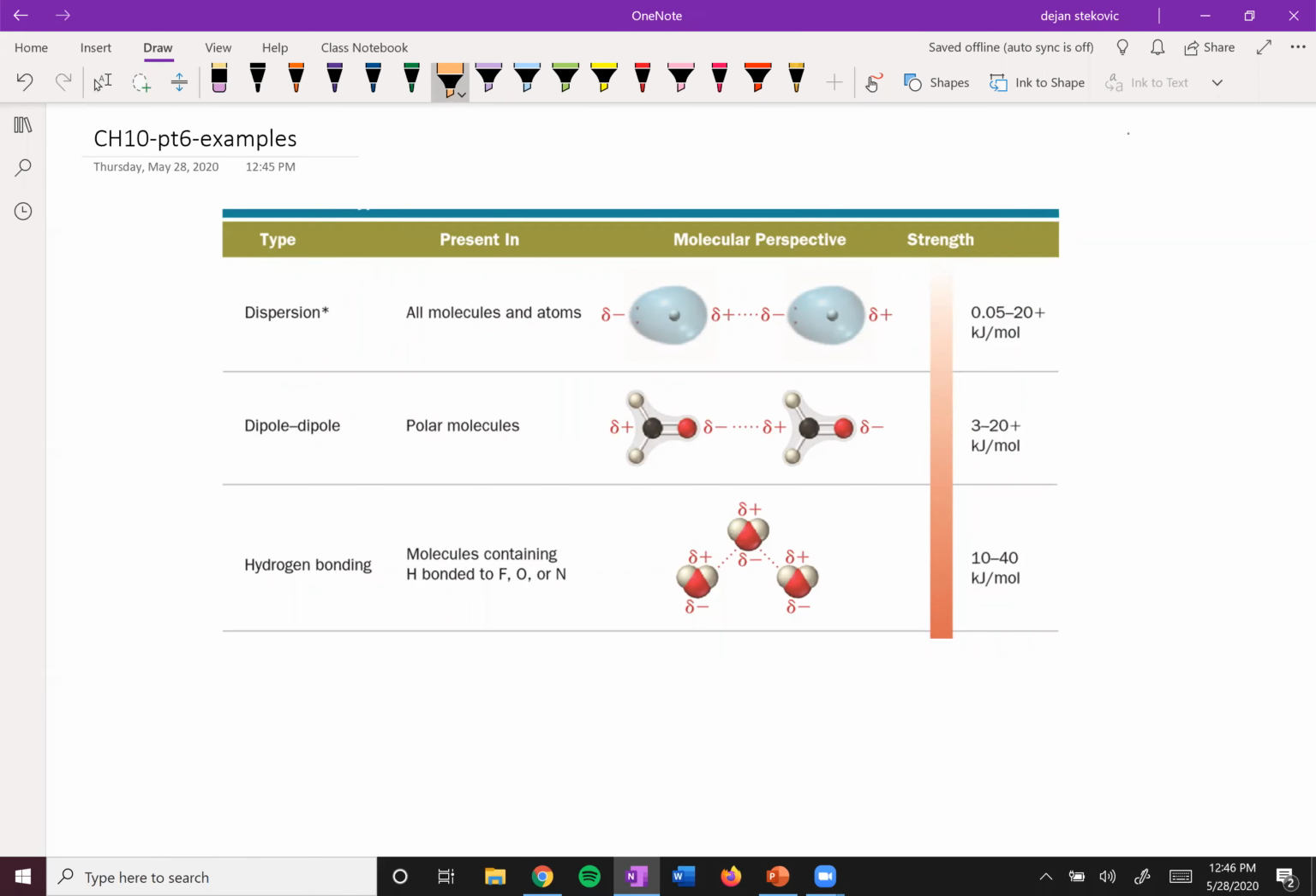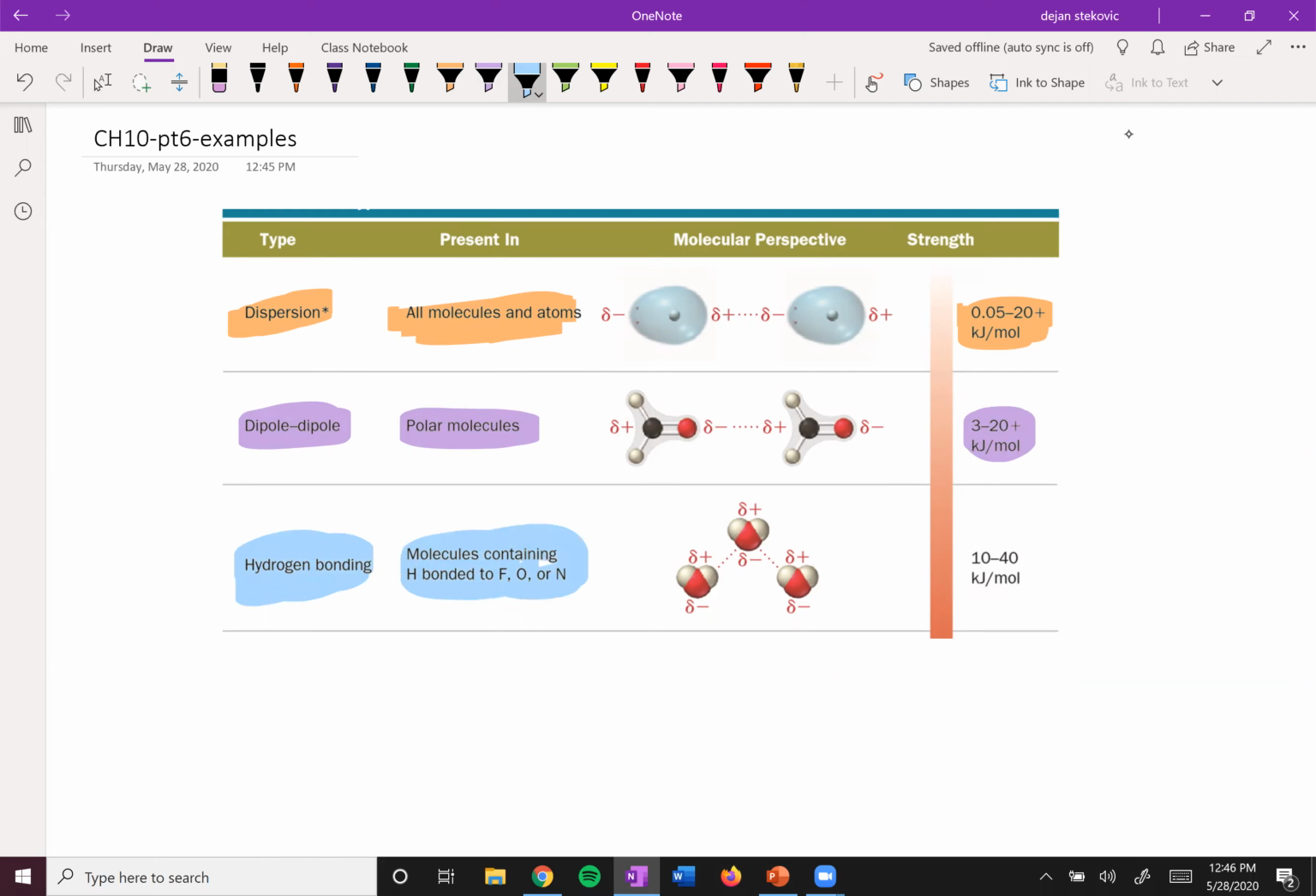All right, so just a little review of our different intermolecular forces. First, we have dispersion forces. All molecules and atoms have this, and it's the weakest one, between 0.05 to 20 kilojoules per mole. Then dipole-dipole, which is between polar molecules, and that's about 3 to 20 kilojoules per mole. And then finally, hydrogen bonding, which is just molecules that contain a hydrogen bonded to fluorine, oxygen, or nitrogen, and that has 10 to 40 kilojoules per mole of energy.